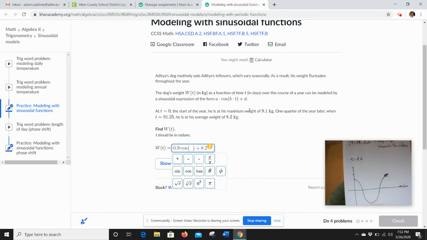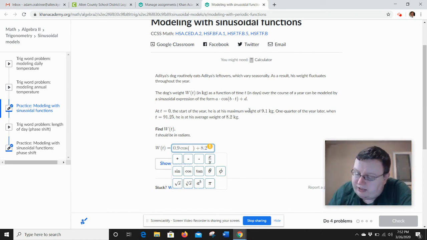All right, so this is what a cosine curve looks like. Now I've changed the x-axis. That's not the x-axis. The x-axis is somewhere else on the graph. That's the midline. I label it the midline instead of labeling the x-axis. We know that it starts here at (0, 9.1). And we know that it intersects at this point at (91.25, 8.2).